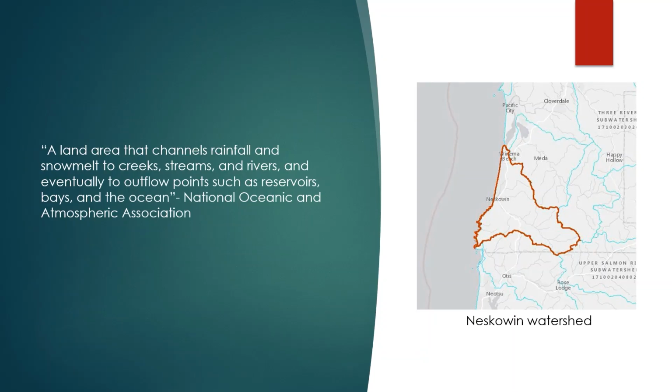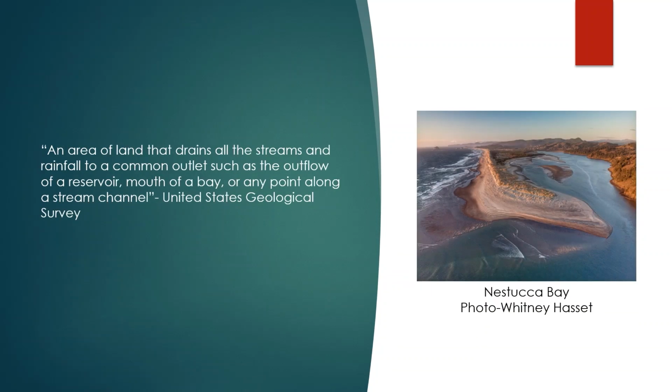The National Oceanic and Atmospheric Administration describes a watershed as a land area that channels rainfall and snowmelt to creeks, streams, and rivers, and eventually to outflow points such as reservoirs, bays, and the ocean. Similarly, the United States Geological Survey describes a watershed as an area of land that drains all the streams and rainfall to a common outlet, such as the outflow of a reservoir, mouth of a bay, or any point along a stream channel. Another really great tool for visualizing a watershed is a website called wikiwatershed.org. I'll show you how to use it now.